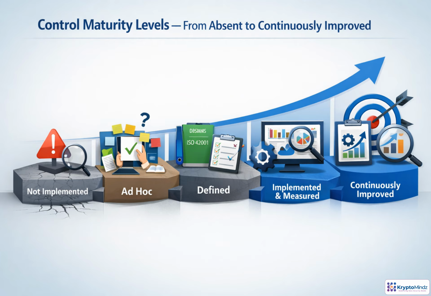Higher maturity means the control operates routinely, produces evidence, and is measured. The strongest state is continuous improvement, where review results, incidents, and metrics are used to refine the control over time.